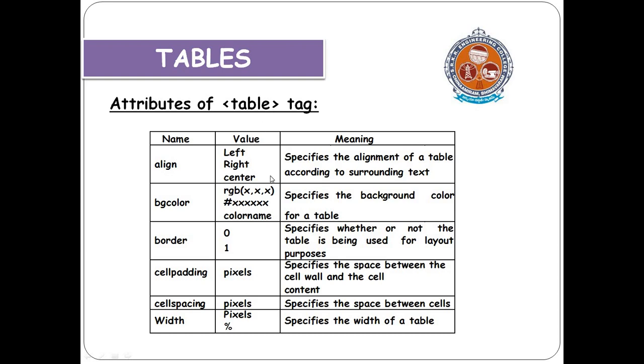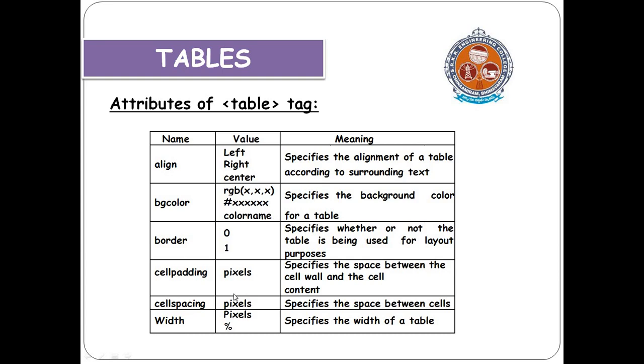Then the table is aligned, that means the table is displayed at the left side of the web page. Then you can define the background color for the table using bgcolor. You can give the RGB color, such as 250, 160, 180, or otherwise the color code values, or you can give the color name. You can give the border 0, 1, 2. So 0 means no border, and 1 means the border layout will start.